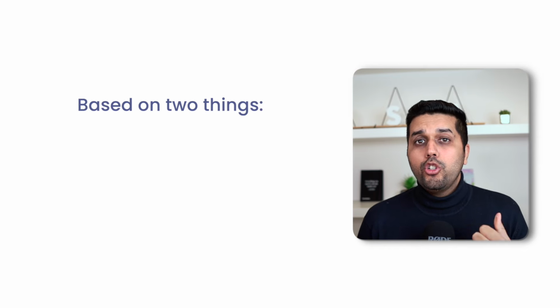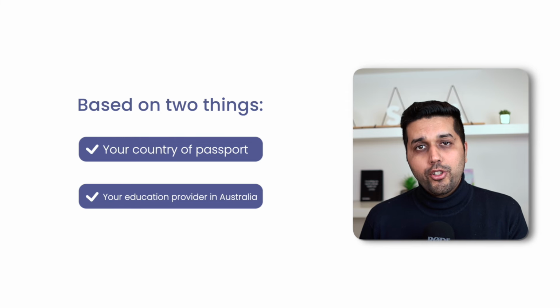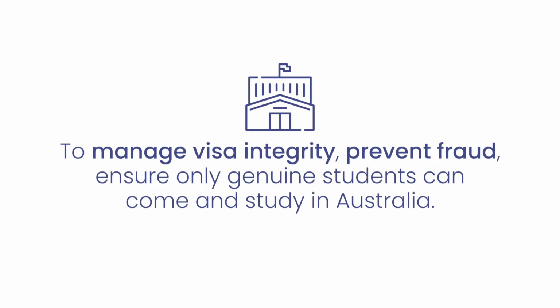Every student visa application is assigned an evidence level. It's based on two things: your country of passport and your education provider in Australia. Now you might be wondering why this evidence level system exists. Well, it is there to protect student visa integrity, to prevent any occurrence of fraud, and to ensure that only genuine students come to study here in Australia.